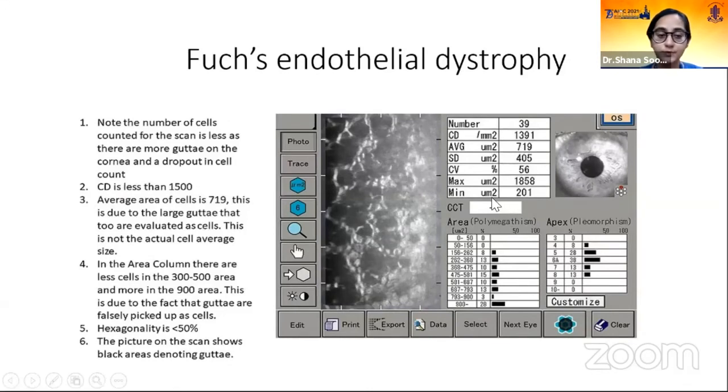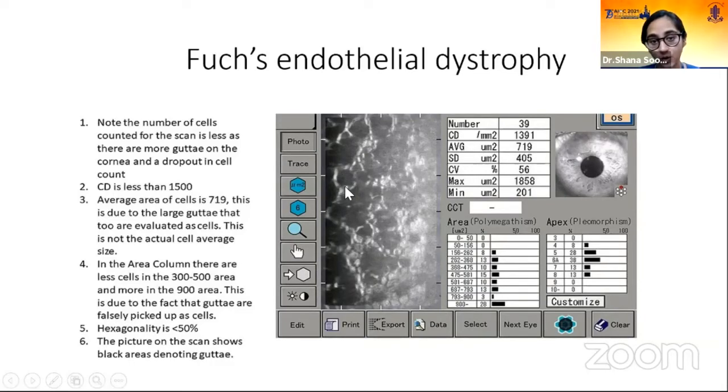Moving on, the next important spotter in specular microscopy is Fuchs endothelial dystrophy. The number of cells over here that were picked up for the scan are 39, because there are areas of cell dropout, so very few cells are picked up for the study. The cell density is 1391 per millimeter square, which is a low count. It's less than 2000, even less than 1500. Then the average area of cells is 719. This is due to the large guttae or cell dropout areas. They are too evaluated erroneously as cells.